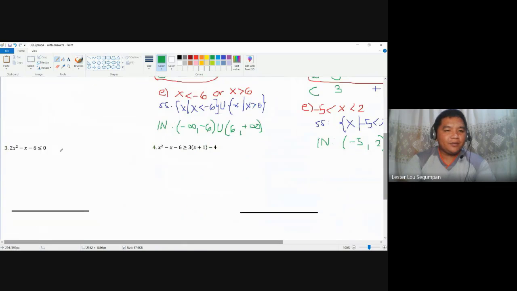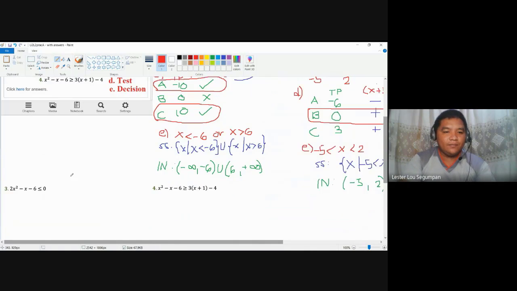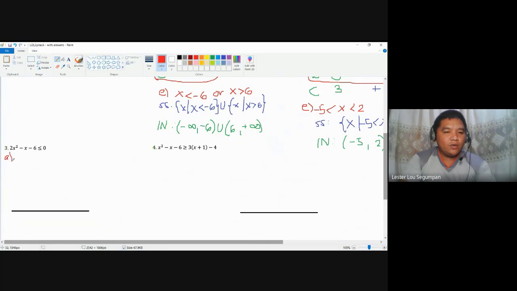Okay. So for number 3, same processes: equivalent quadratic equation, give us the roots, give us the regions, test all regions, and then you decide which would be your final solution set. So here, its equivalent equation is 2x squared minus x minus 6 equal to 0. Letter B, let's factor it out using the AC method.